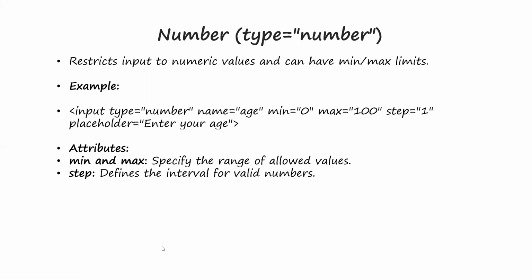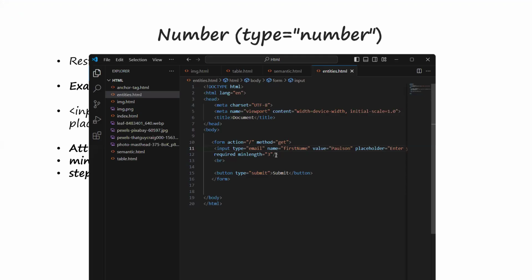So let's go to code and let me show you. If I say the type is number, I will have to take this value out because it's not going to work.